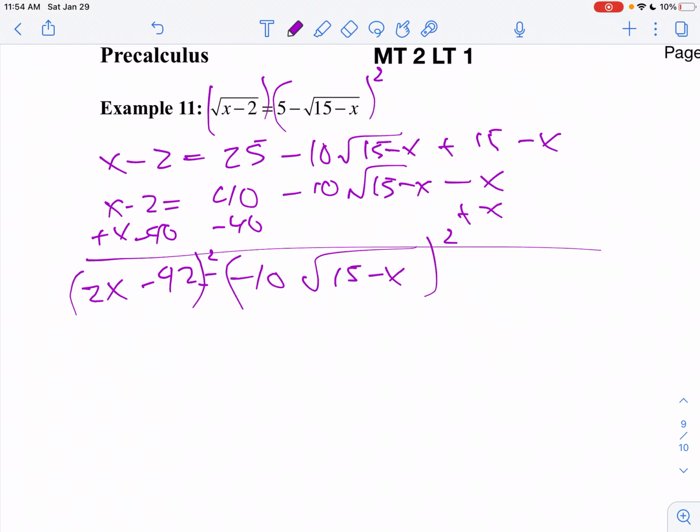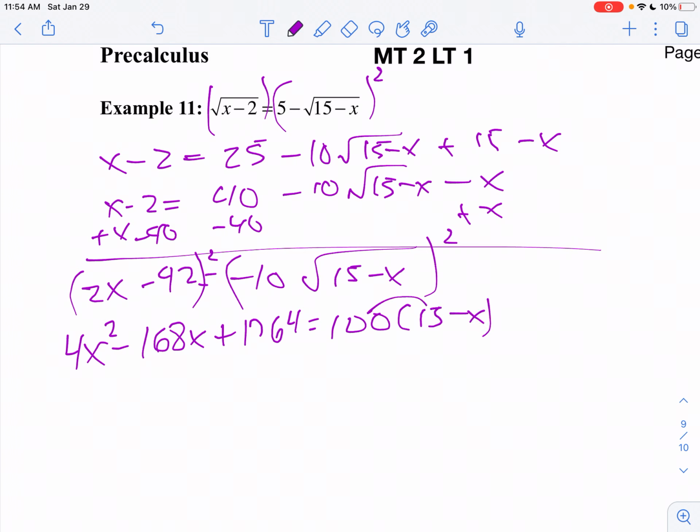So then 2x minus 42 squared will be 4x squared minus, let me think here, 42 times 2 is 84, and times 2 again, you get 168. So minus 168x plus 42 squared. So that one I don't know. I'll have to use my calculator here, and I'll go 42 squared, and I'll get 1764. Equals negative 10 squared, which is 100, times 15 minus x.